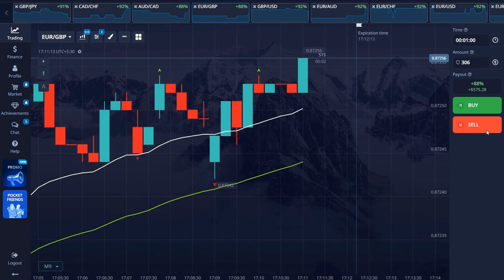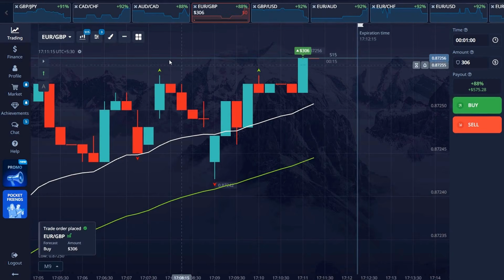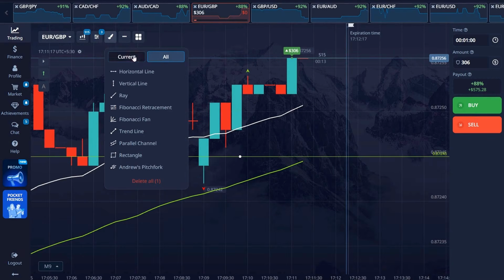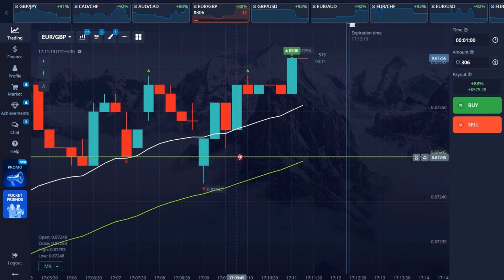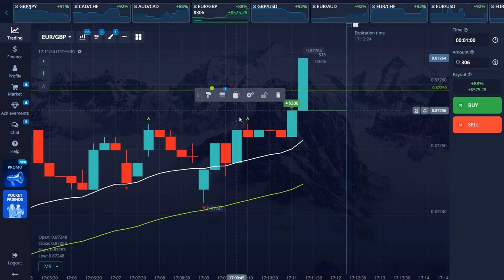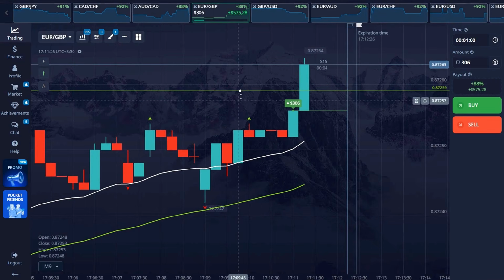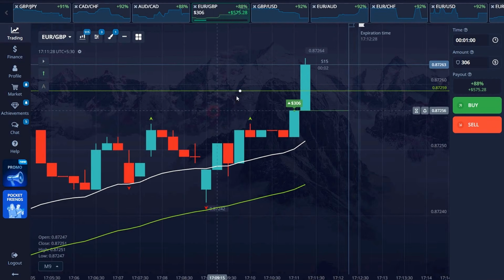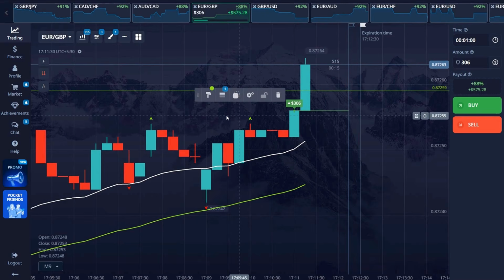All right, traders, let's break down this live buy trade step by step. On the chart, you can see a recent up fractal forming, marked with the green arrow on top of the candle. This fractal shows the last swing high in the market. I've drawn a horizontal line across that fractal level to mark it as resistance.